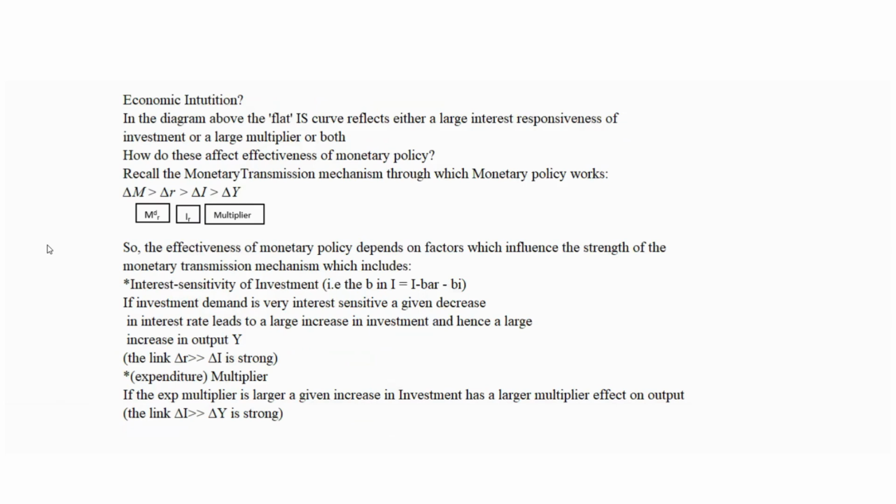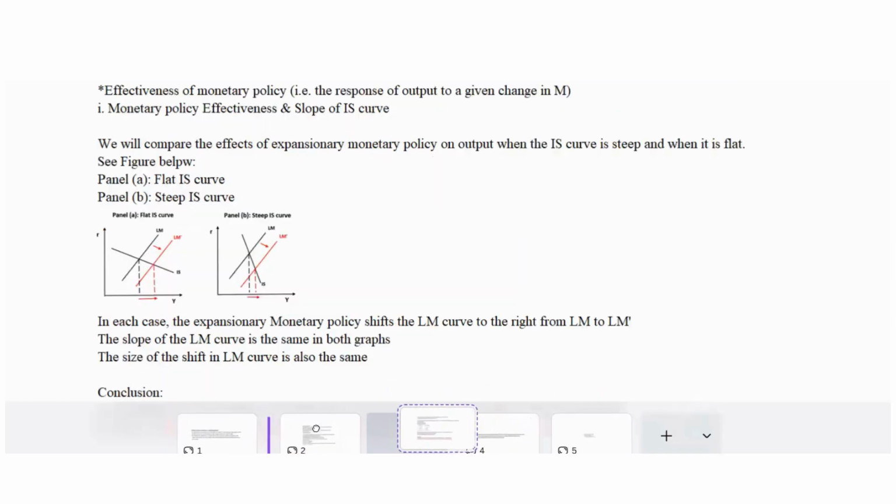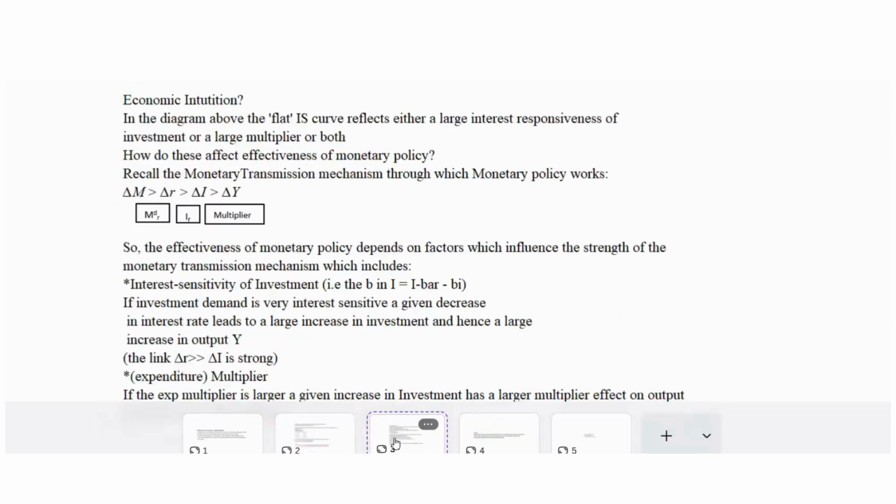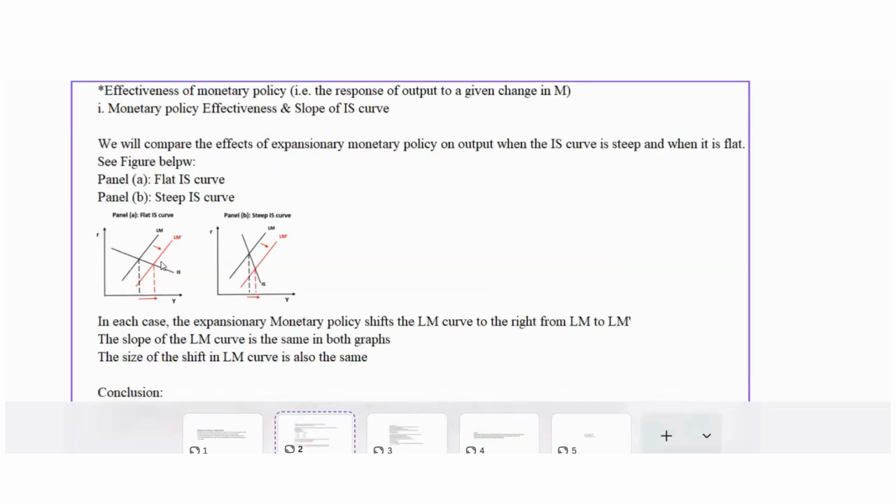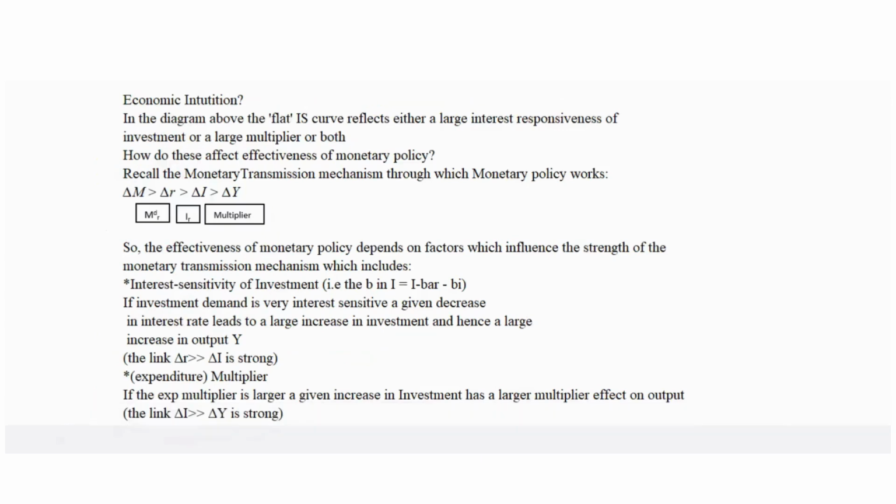So let's understand the economic intuition. In the diagram that we just saw, the panel A, the flat IS curve, reflects either a large interest responsiveness of investment or a large multiplier or both. This is something that we already discussed when we looked at factors that determine the slope of the IS curve, where we know a flat IS curve reflects either large interest responsiveness of investment or a large multiplier or both. So now the question arises, how do these affect effectiveness of monetary policy?